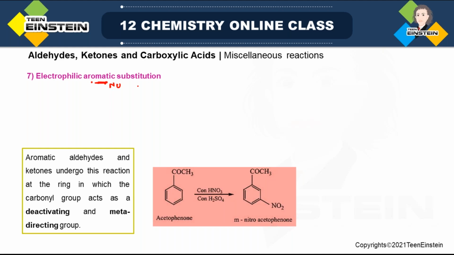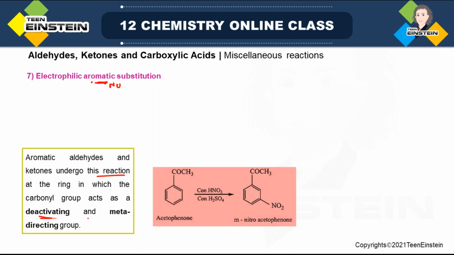substitution. And as we know that in the aromatic ring there is pi electron density, so it will be attracted towards the electrophile, that is electron deficient species. So that is why it is acting as nucleophile. Aromatic aldehyde or ketones undergo this reaction at the ring in which the carbonyl group of this aldehyde or ketone is acting as deactivating group. And when it is deactivating, mostly it is meta directing, not always, because halogens are also deactivating, but they are not meta directing. But in this case, they are deactivating and they are also meta directing.